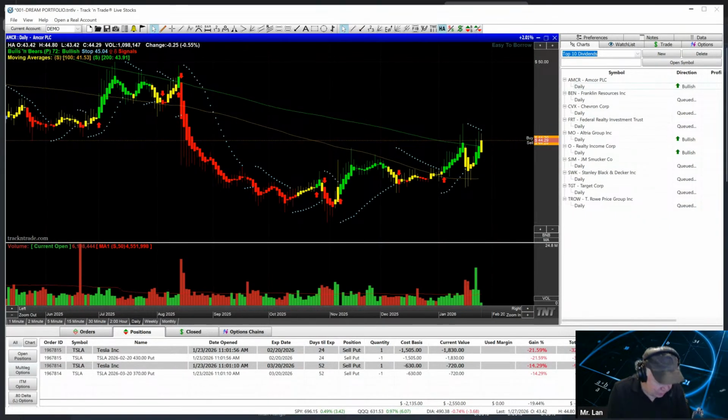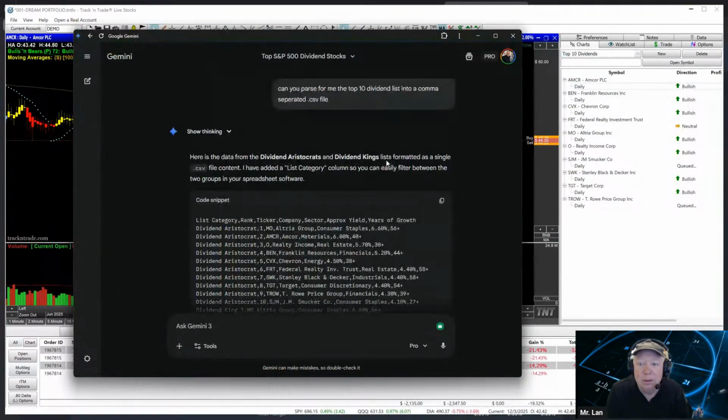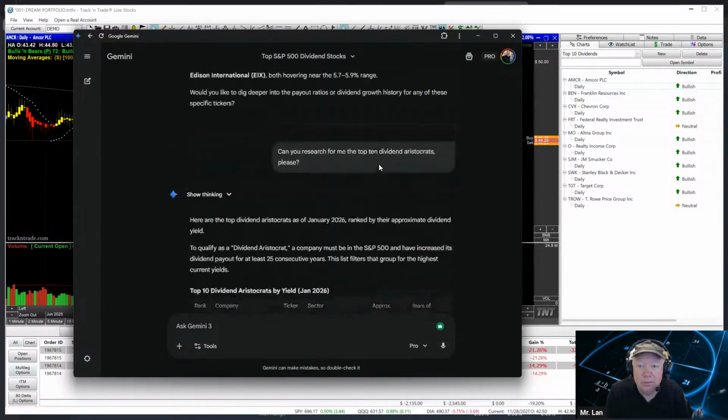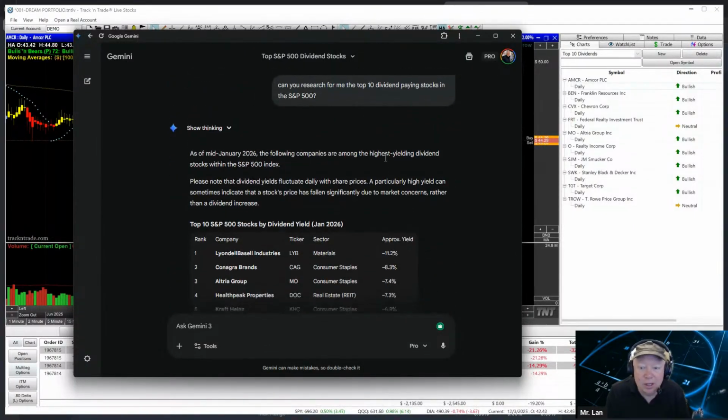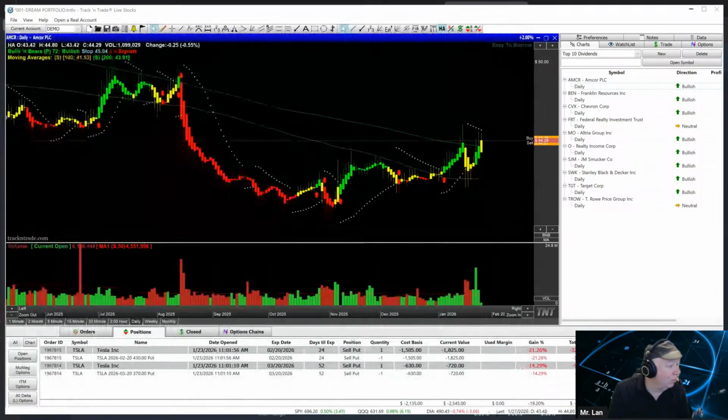All right, let's pull that list back up again because I want to look at how much. I'm going to show you how to find out. We don't have to go look at this. This is what Gemini said: 11.2, 8.3. Let's go look at some of these. I'm going to take this off to the side and put it over here on my other screen.